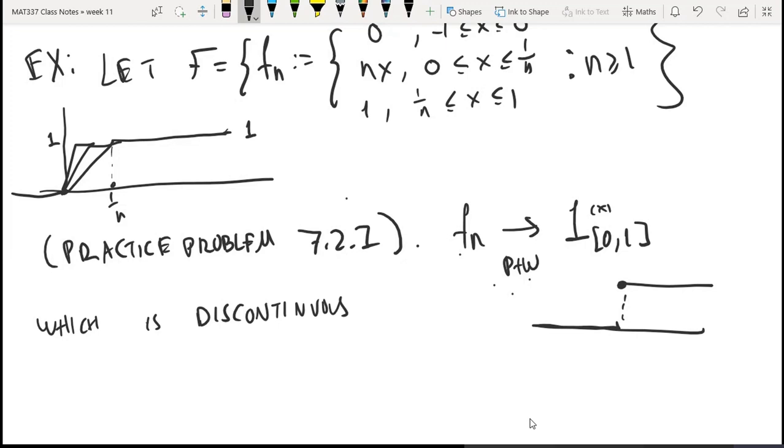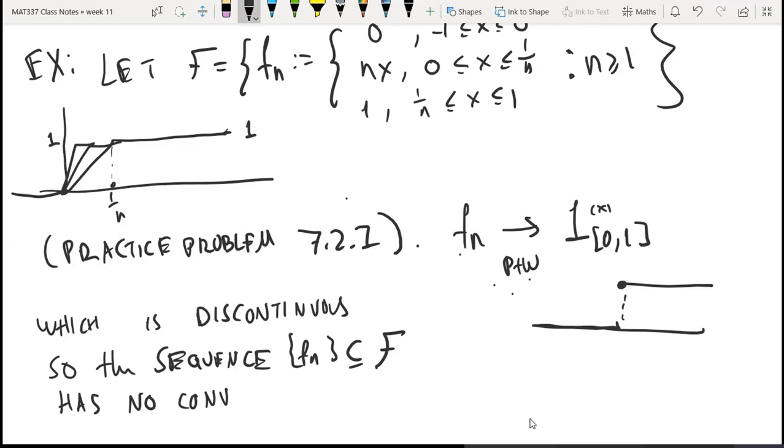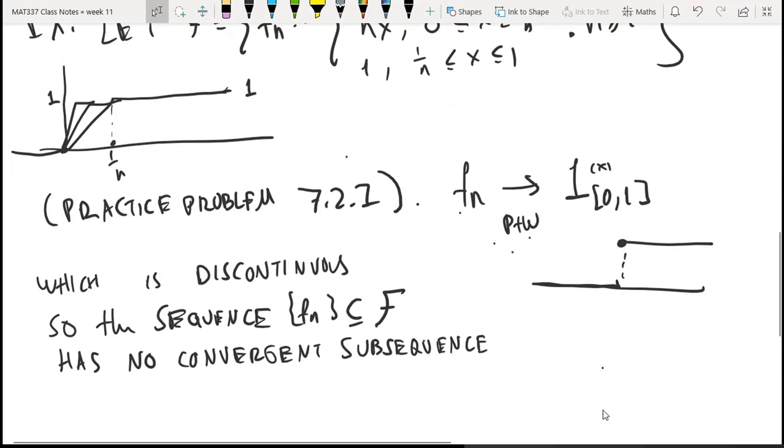So the family F, the sequence fn has no convergent subsequence. But is it closed? I'm not sure if it's closed. I should probably add it.